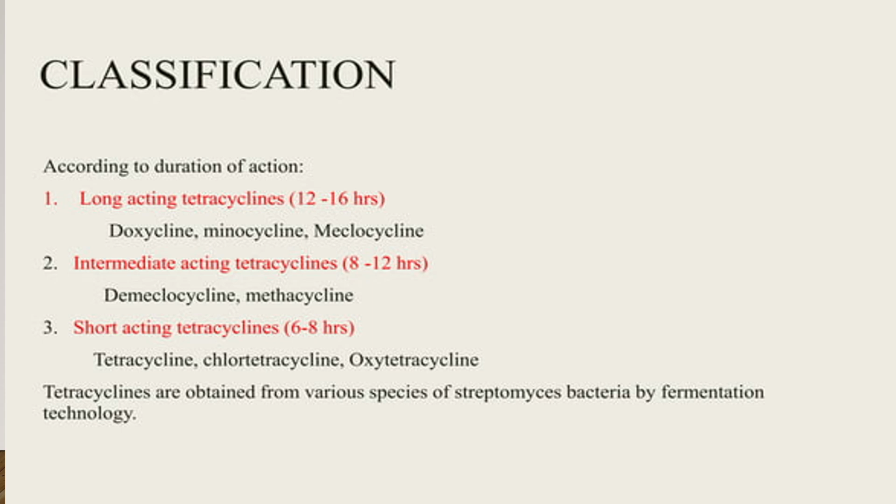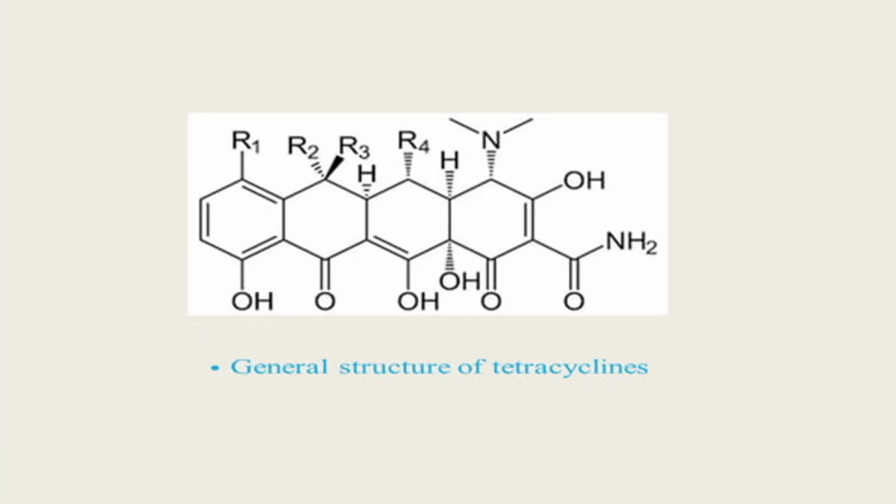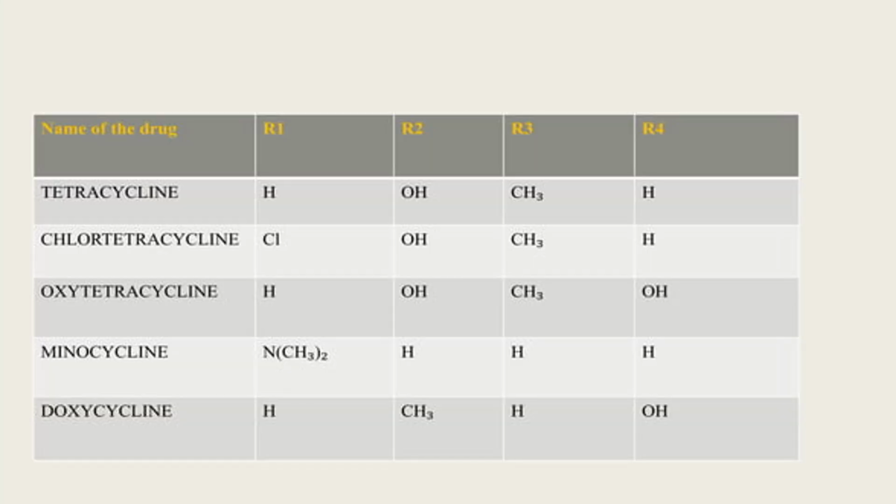That means tetracycline is basically derived through fermentation of Streptomyces species of bacteria. So this is the general structure of tetracycline. The examples and structural substitutions of R1, R2, R3 and R4 respectively are categorized under this chart.